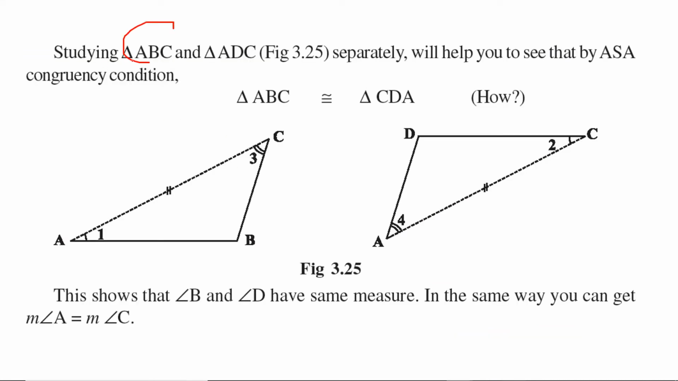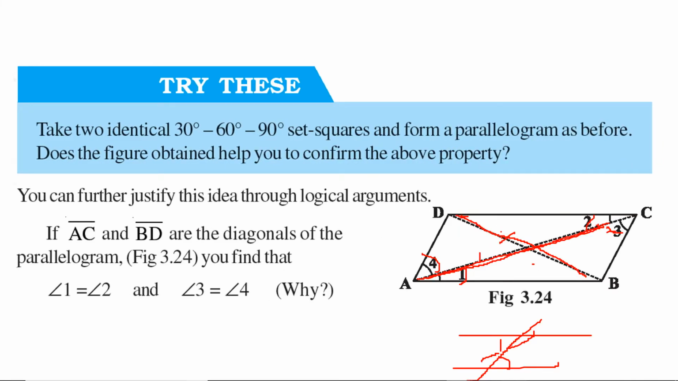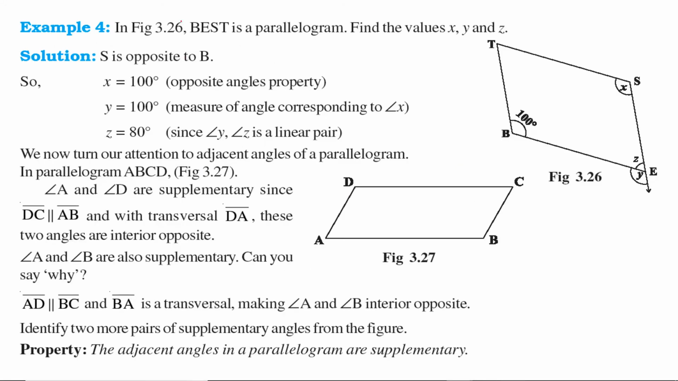So if you take ABC and ADC, this one and this one, we find that because we have used ASA and they are congruent, this angle B has to be equal to D, because these two triangles are congruent. This angle has to be equal to this, because we have already seen that 1 is equal to 2 and 4 is equal to 3. So B has to be equal to D. So now the opposite angles are also equal.